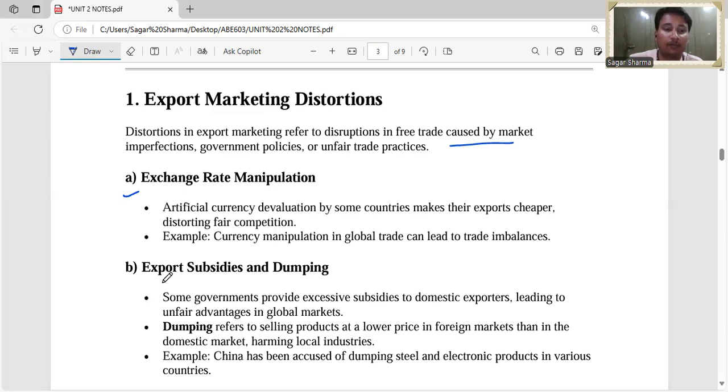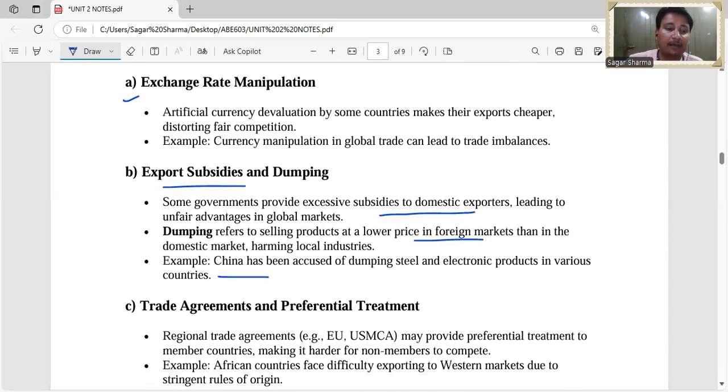After that, export subsidies and dumping. Some governments provide excessive subsidies to domestic exporters, leading to unfair advantages in global markets. And dumping is selling products at a lower price in foreign markets than in the domestic market, harming the local industries. The most important example is that China has been accused of dumping steel and electronic products in various countries. So this is also a distortion in export marketing.